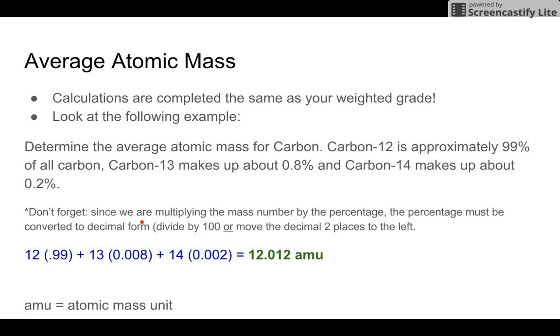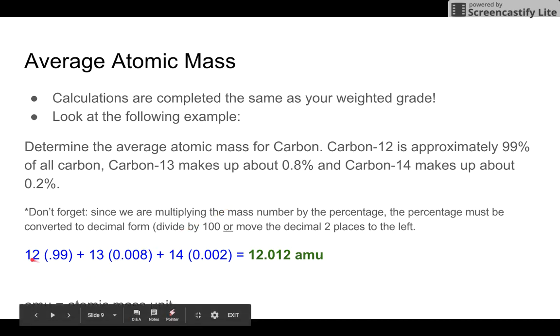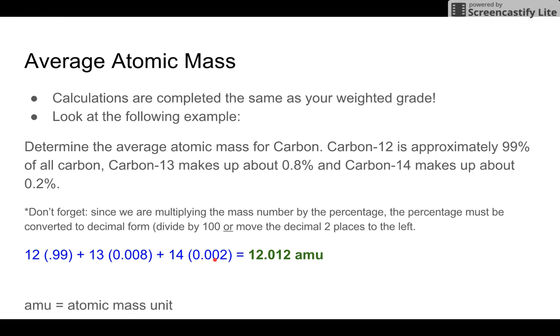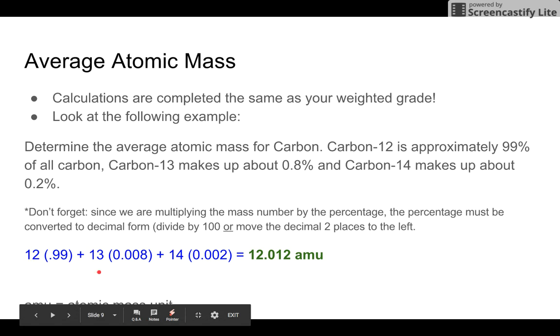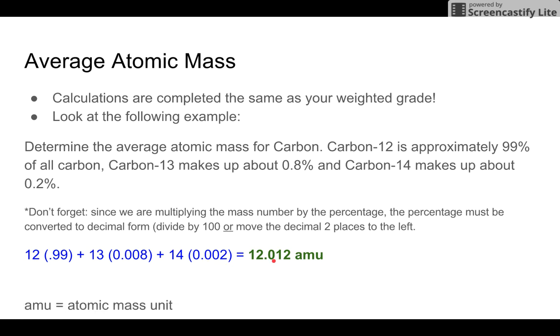Again, don't forget, since we are multiplying the mass number, the percentage must be converted to decimal form. So you can do that by dividing by 100 or move the decimal 2 places to the left. So 0.8, 2 places over gives us 0.008. So we have the 12 times the 0.99. We add that to the 13 times 0.008, and add that to 14 times 0.002. These are each the different weights depending on which isotope we're looking at. And when we add them up, we get a total of 12.012 AMU.